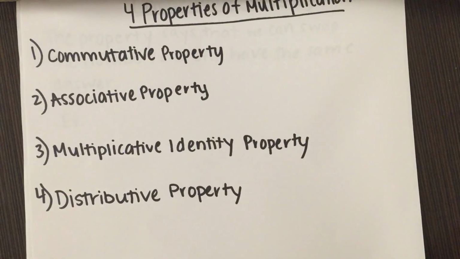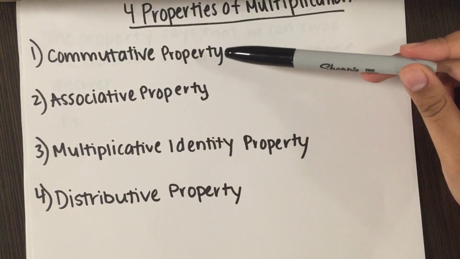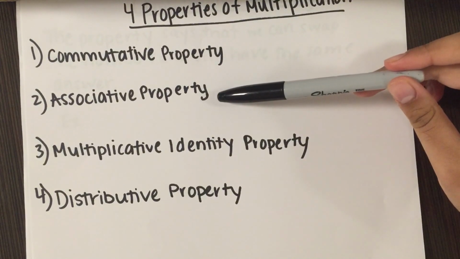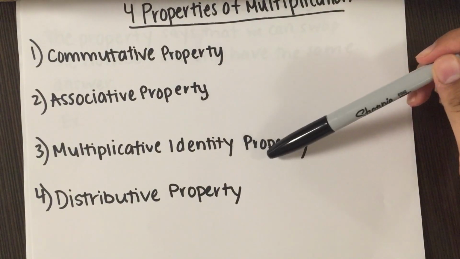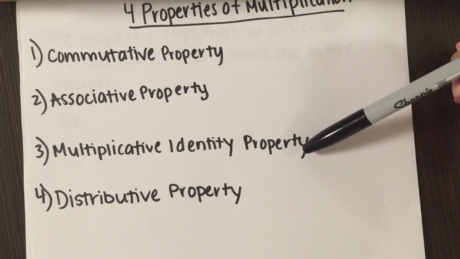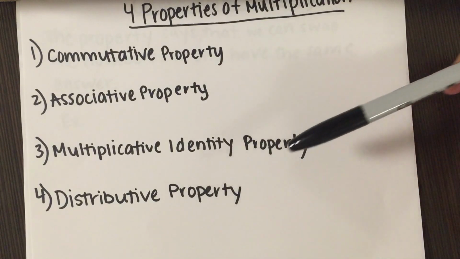So there are four types of properties for multiplication. The first is the commutative property, the second is the associative property, the third is the multiplicative identity property, and the fourth is the distributive property.